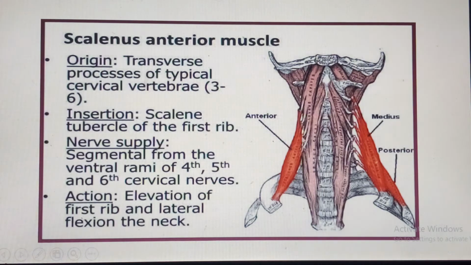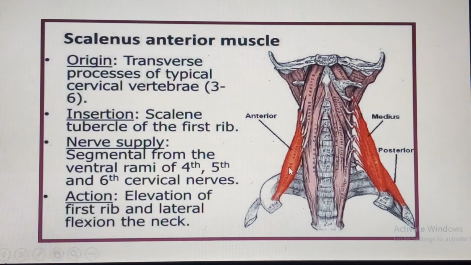Typical cervical vertebrae will give origin to the scalenus anterior muscle, which then comes and inserts on the scalene tubercle. And last time we said that the scalene tubercle will be somewhere between the groove for the subclavian vein and the groove for the subclavian artery. Okay, so that is what we see.